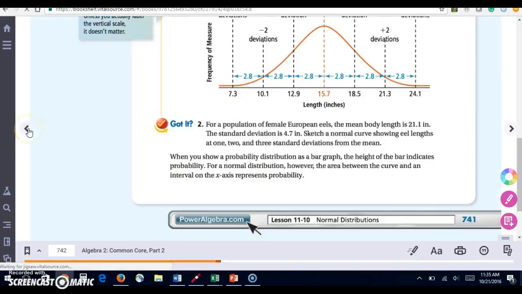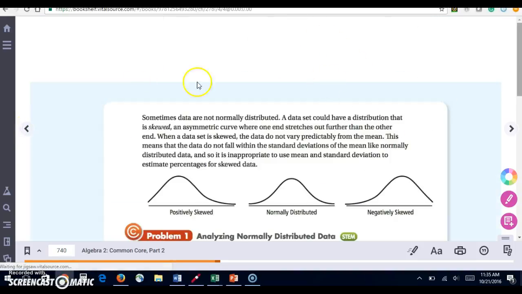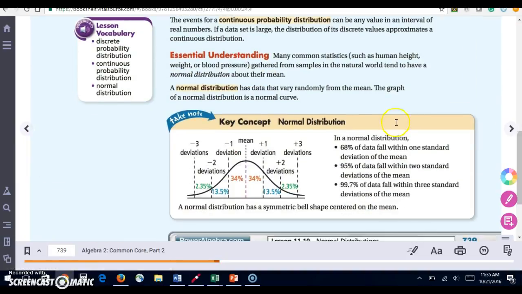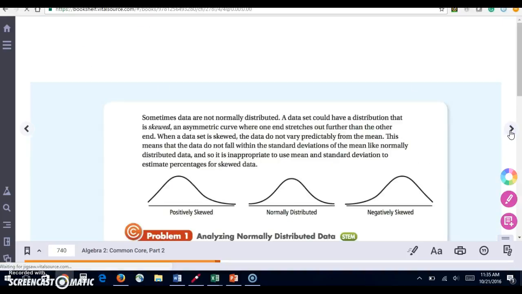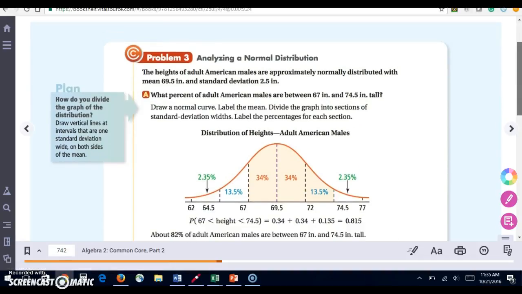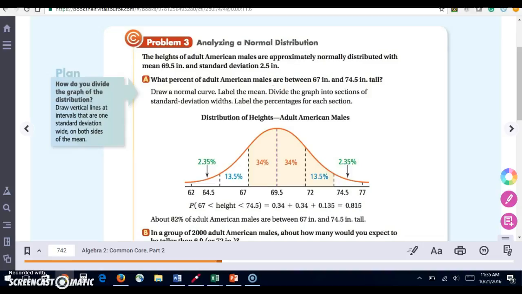And if you remember from the first page, they gave us those percentage rankings. And so here they are right here. We know 1 standard deviation is between 34 and 34%, 2 is 13.5, and so on and so forth. So it says for the first question, what percent of adult American males are between 67 inches and 74.5 inches tall? So we first have to draw our standard deviations.